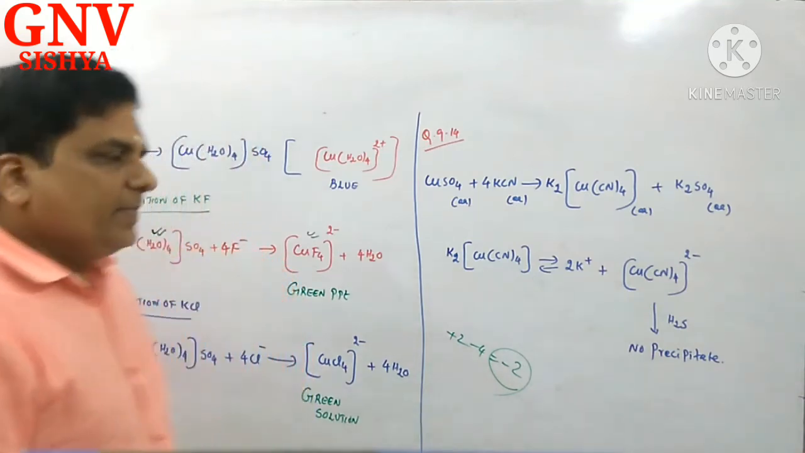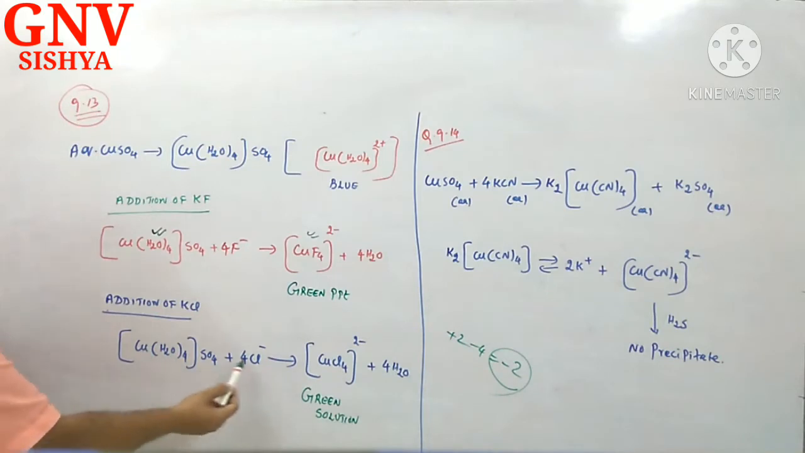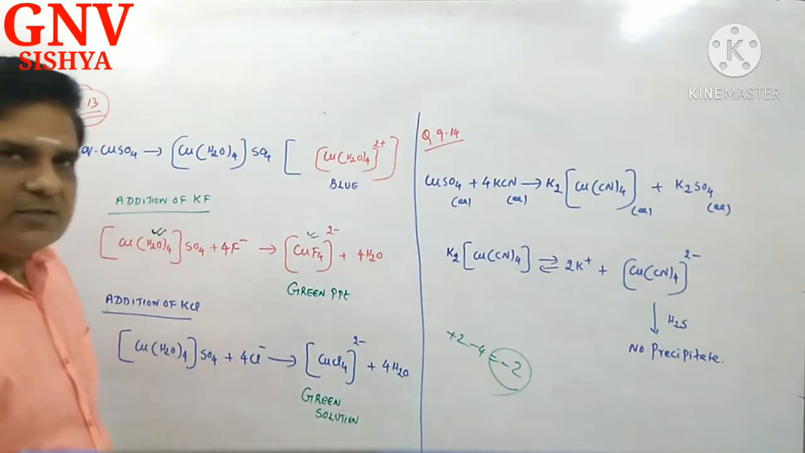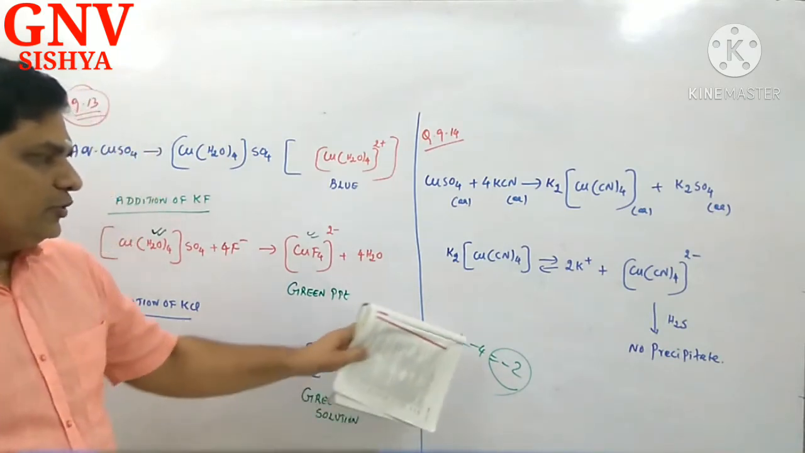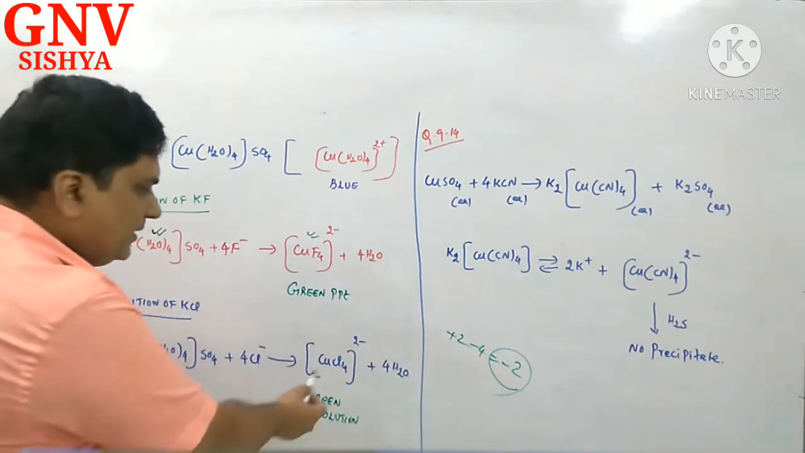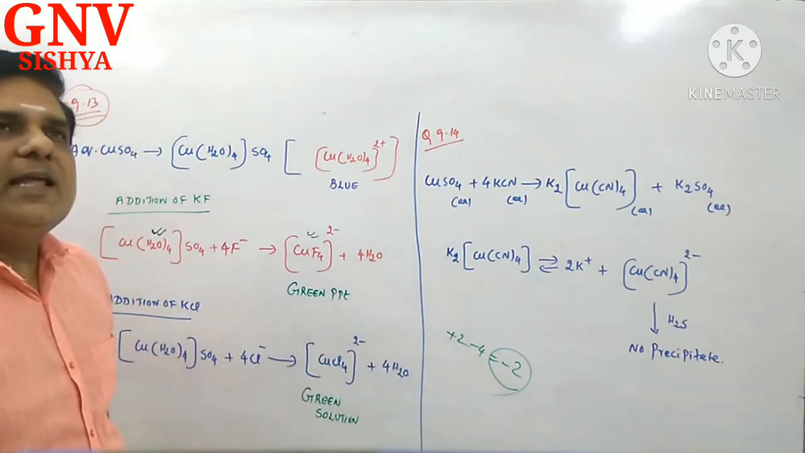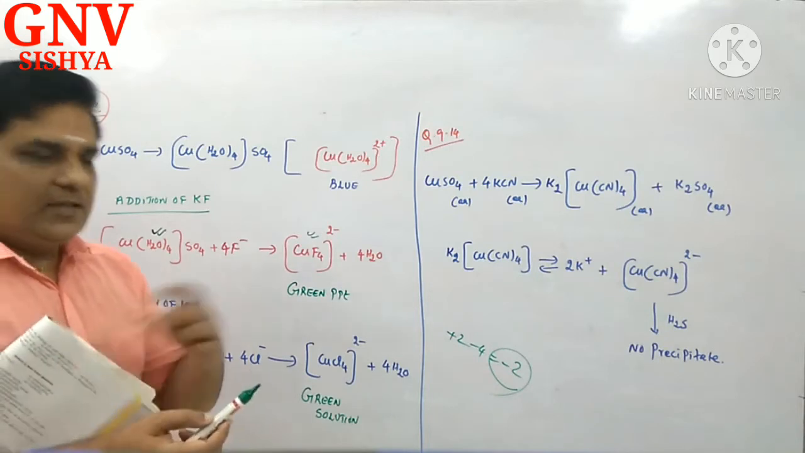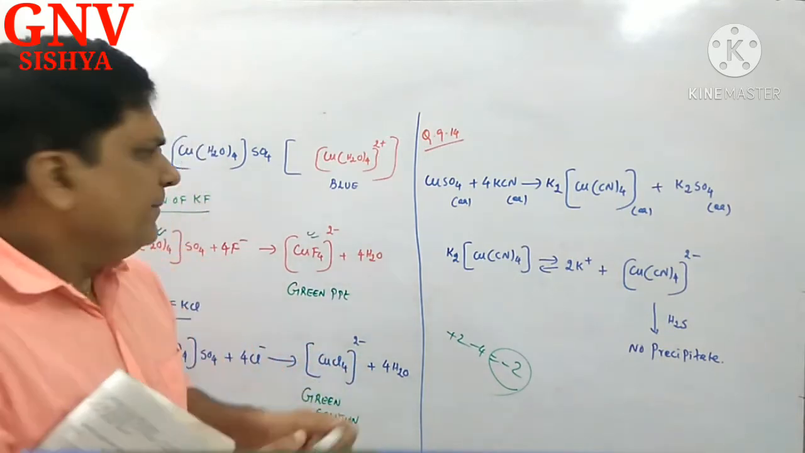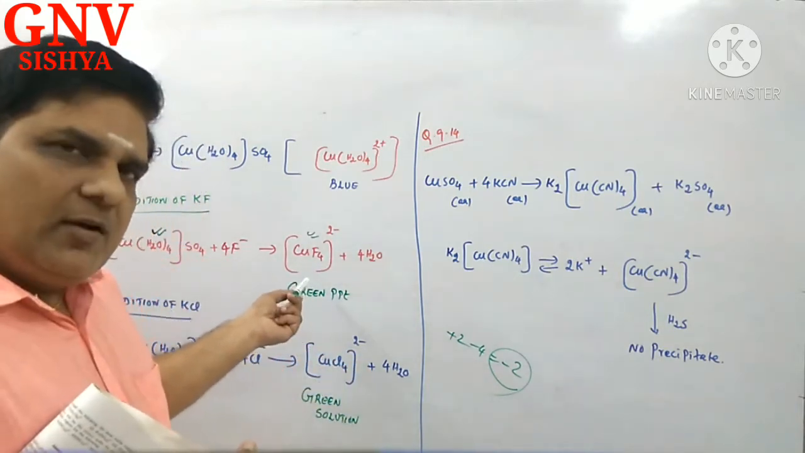Here also the same. Similarly, H2O is replaced by Cl-. Again the charge: one chlorine, minus 1. Plus 2 minus 4 is equal to minus 2. So what is the complex anion? [CuCl4]2-. Correct? So what can you name this complex?